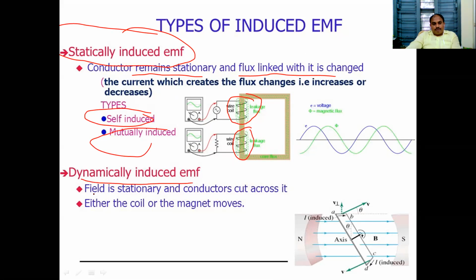Dynamically induced EMF: the field is stationary and the conductor cuts across it. Either the coil or the magnets are moving; in generators, either the armature coils or the field is moving. We have two main coils in generators, field coils and armature coils. In DC generators, the armature is rotating and the field is stationary. In AC generators, either the armature is moving and the field is stationary, or the field is moving and the armature is stationary.